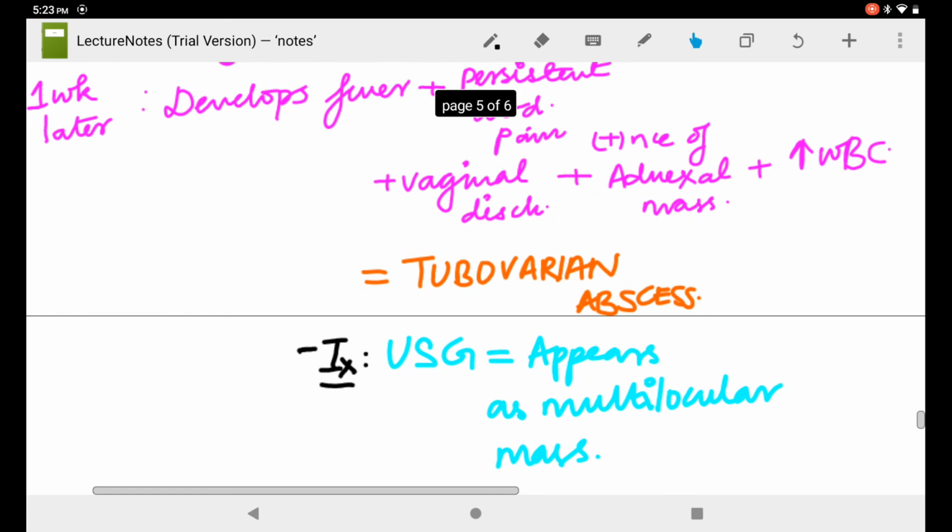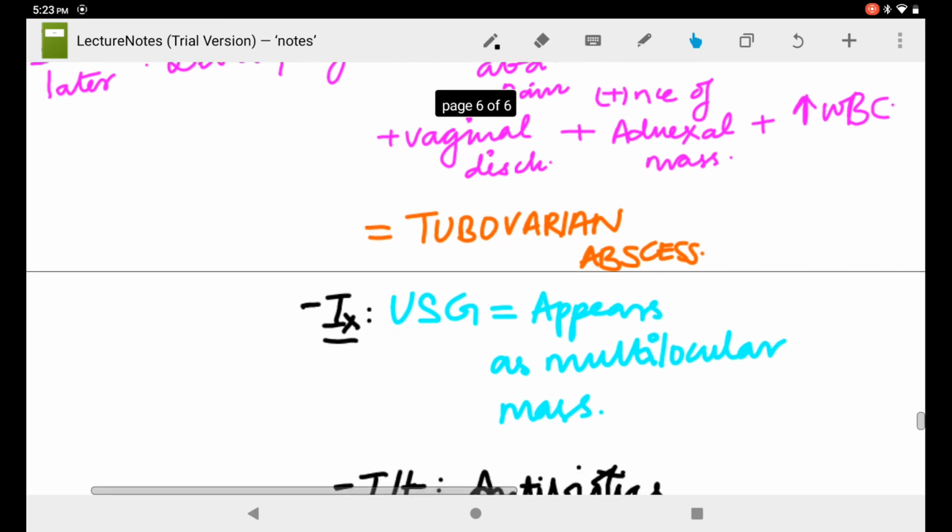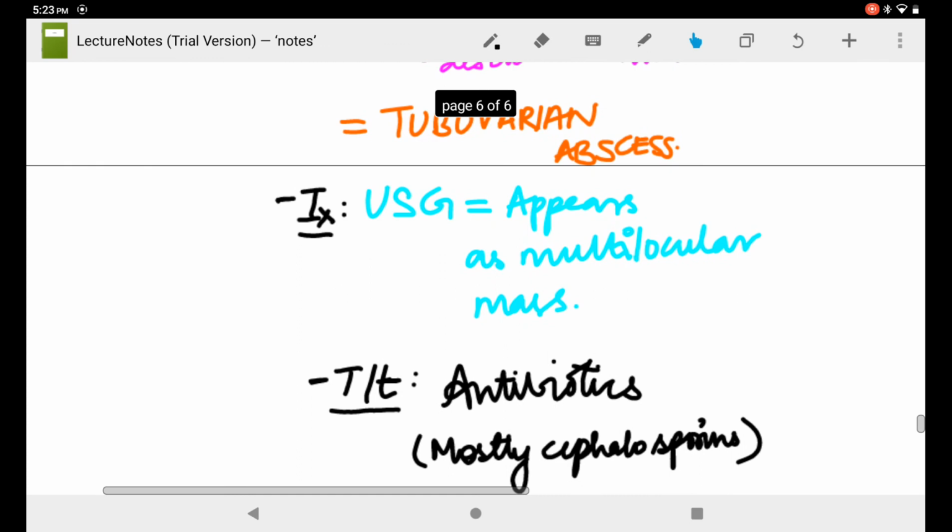Now the investigation in this patient would be ultrasound, where you will see a multilocular mass. Tubo-ovarian abscess is a multilocular mass, and the treatment is that you give antibiotics, mostly cephalosporins.